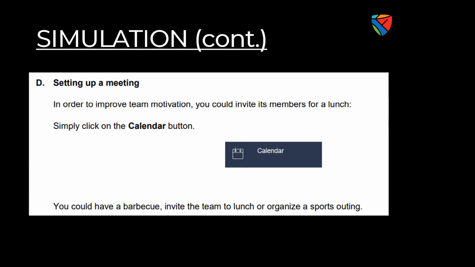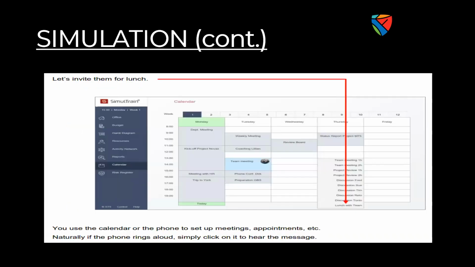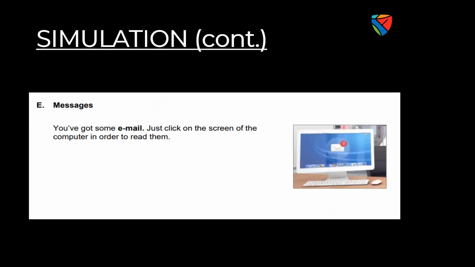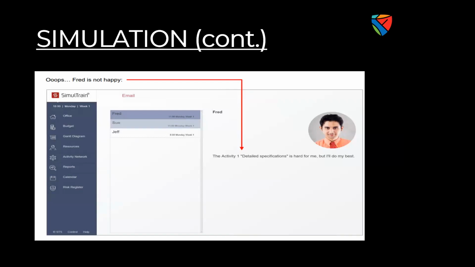So we'll have a meeting. That's how you can see the calendar. Use the calendar or phone to set up meetings, appointments, etc. Naturally, the phone rings aloud. Simply click on hear the message. Okay, message. Got some email? Just click on the screen of the computer in order to read them. Okay, activity one, detail specification is hard for me. I'll do my best. Okay, Fred is not happy.